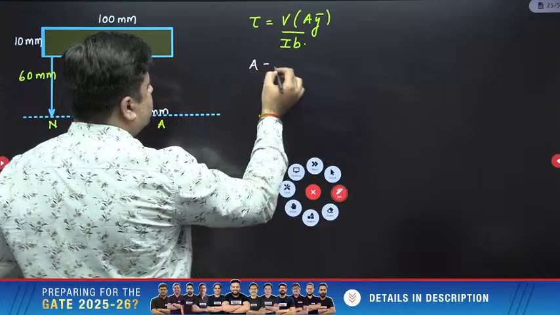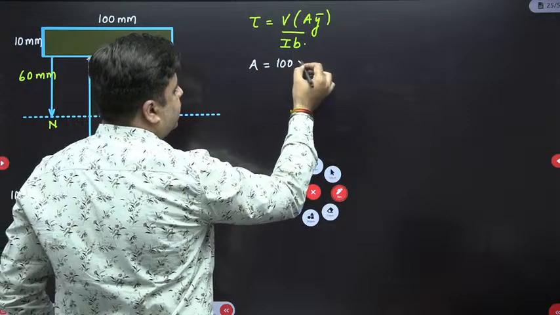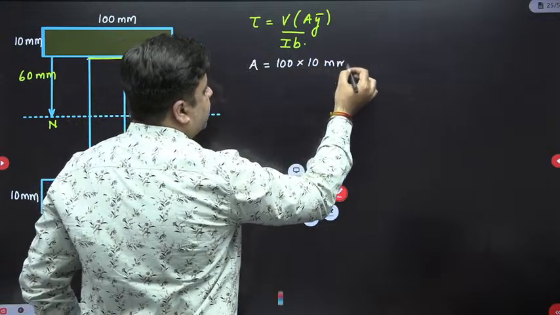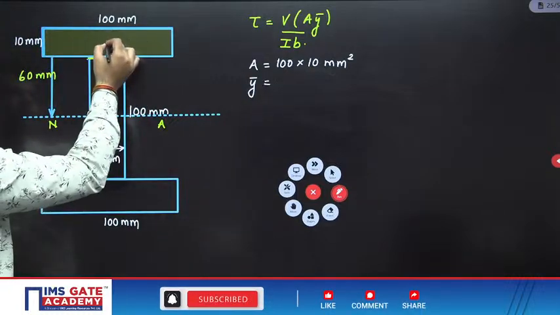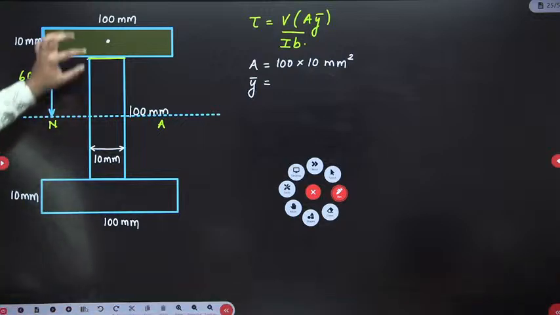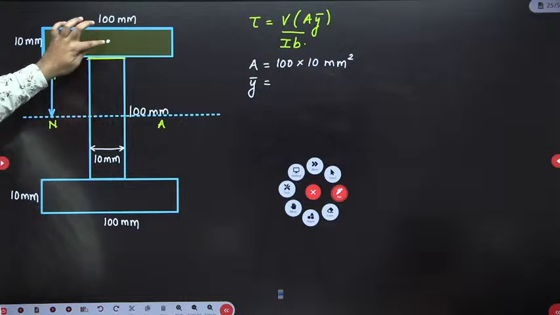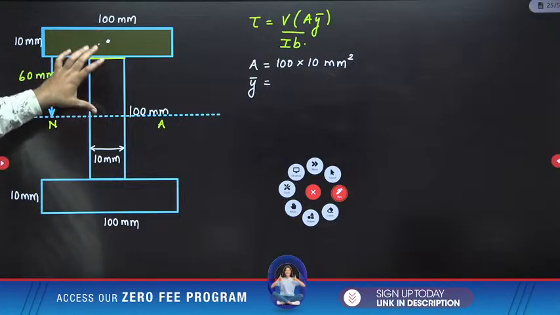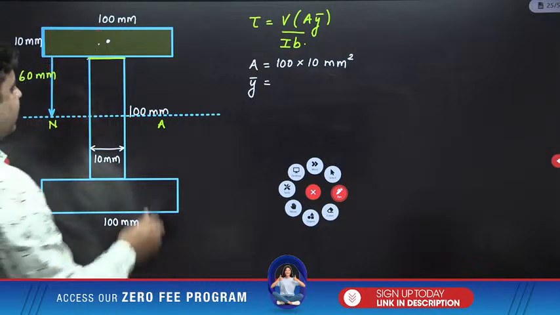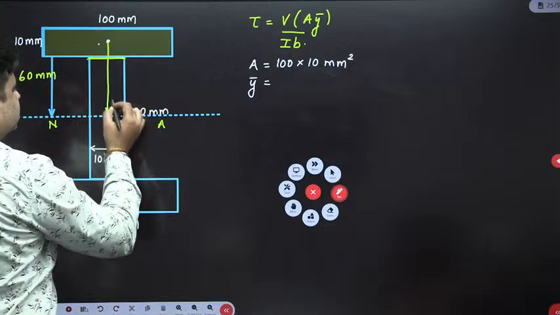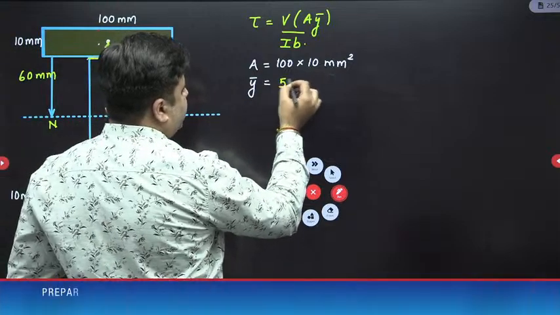Area is equal to 100 into 10. So, A is 100 into 10 mm square. Second, what is Y bar? Y bar is the distance between the CG of this area till the neutral axis. So, CG of this area will be 5 mm from the top fiber. This total depth is 60, so 60 minus 5 will be 55. So, Y bar is equal to 55 mm.